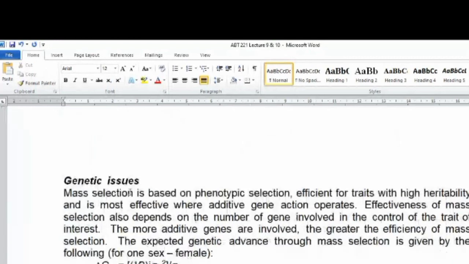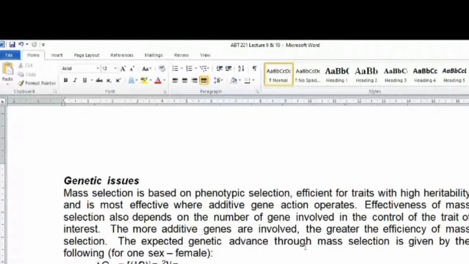It is based on phenotypic trait selection, and therefore will require traits of high heritability, and it is most effective when the gene action is additive, and it depends also on the number of genes that are involved in the trait of interest. The more the additive gene action, the greater the efficiency of mass selection.